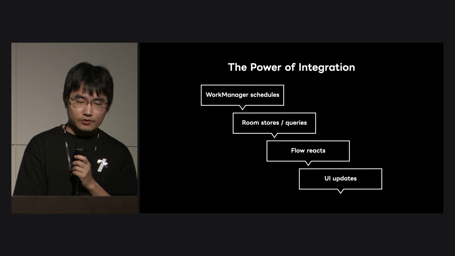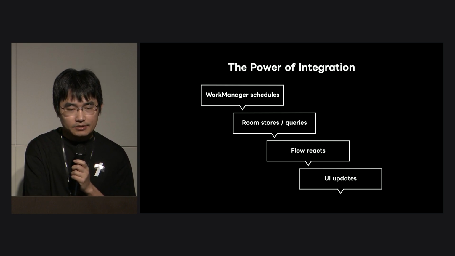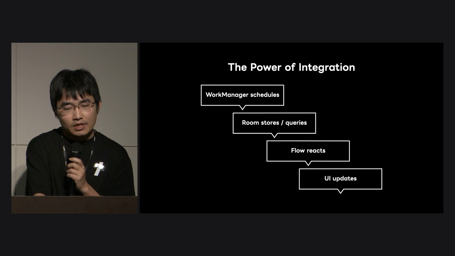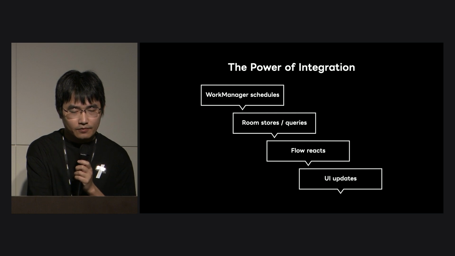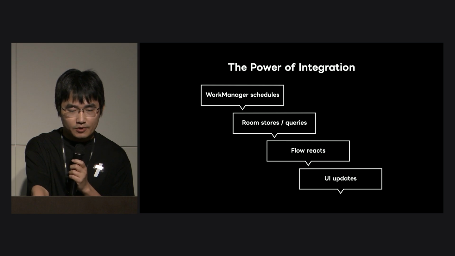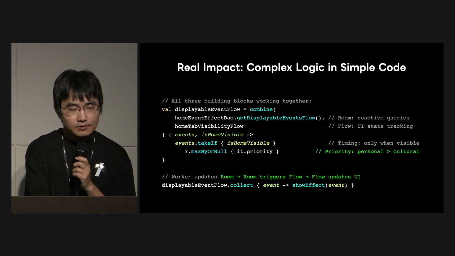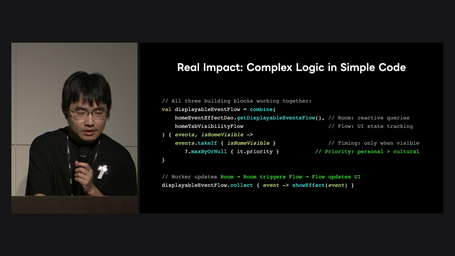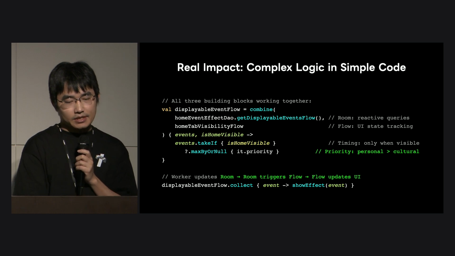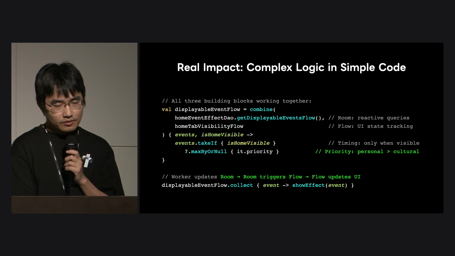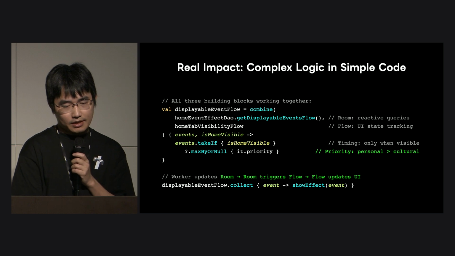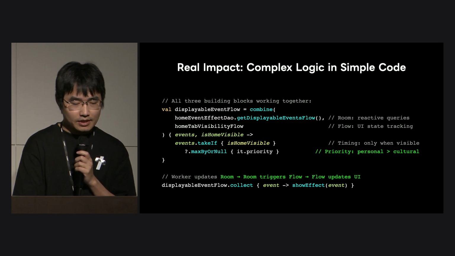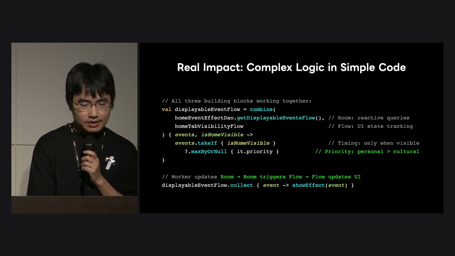WorkManager schedules, Room database stores and queries, then reacted by Flow, delivers the event to UI for updates. This pipeline turns complex coordination into declarative programming. Here's the actual code demonstrating this synergy. Look inside the compile function. First, we handle timing logic with the reactive query. The single line of code in phase 3 triggers the flow to emit the new state at the right time.